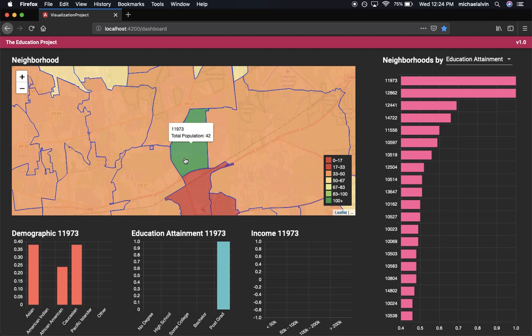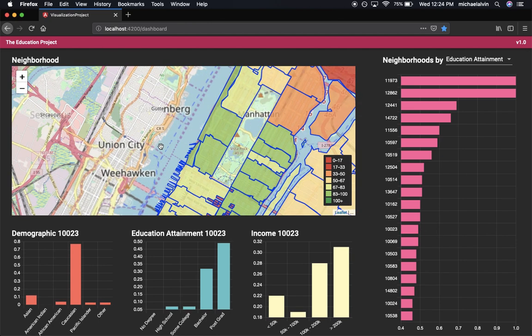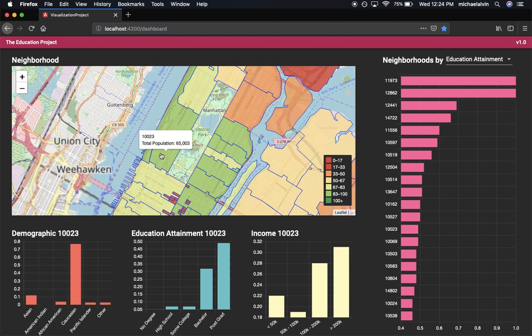So let's pick something more diverse. So let's click on this one. As you can see, this 10023 is right here with a population of 65,000. Again, it's mostly Caucasian people and Asian, and most people have completed a bachelor or postgrad, and most people are making a lot of money.